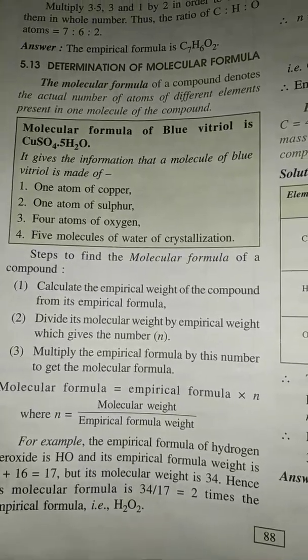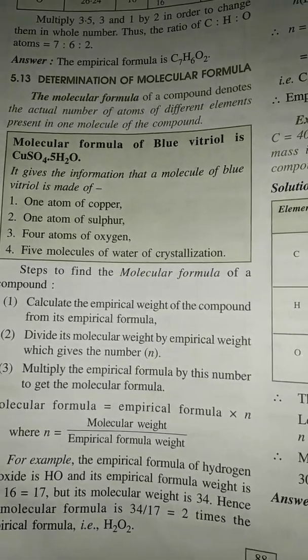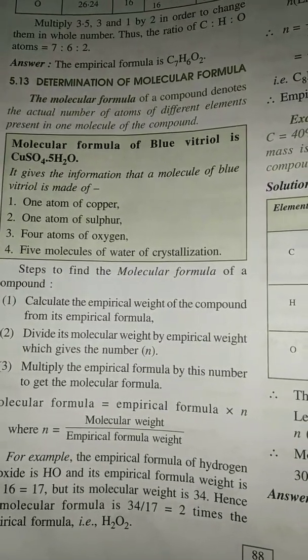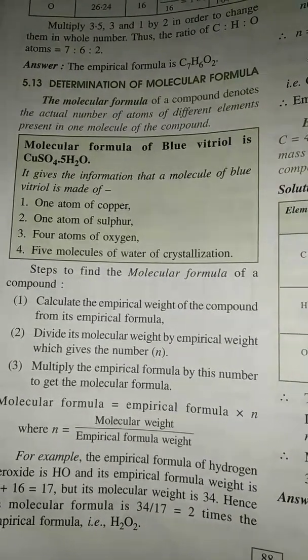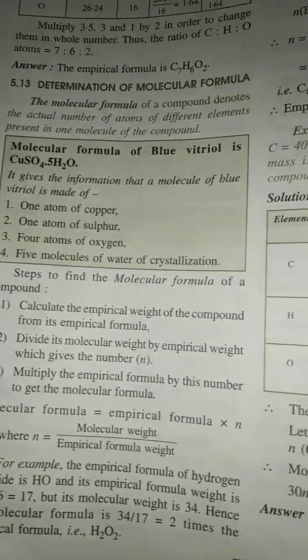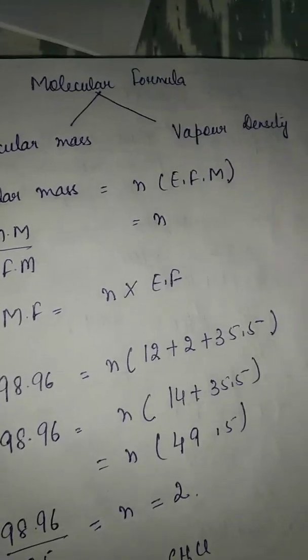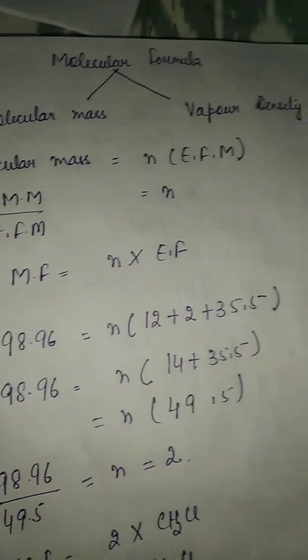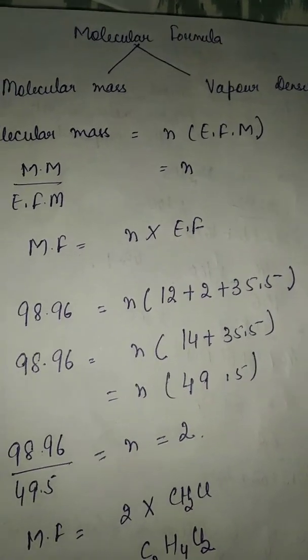Next topic is determination of molecular formula. Molecular formula denotes the actual number of atoms of different elements present in one molecule of the compound. Now there are two ways to calculate molecular formula. One is from molecular mass and second is from vapor density.